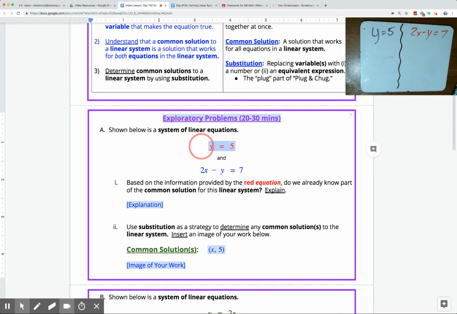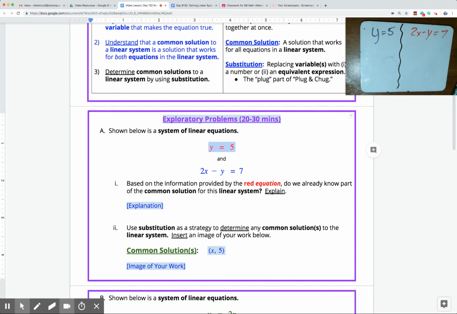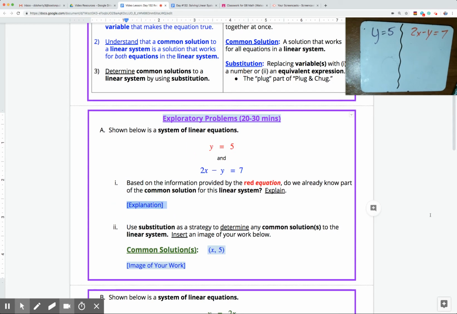If we're going to find a common solution to make the first equation true, we know the value for y is already known. That value happens to be y equals 5. So we really do know half of our linear system's common solution already once we know y equals 5.